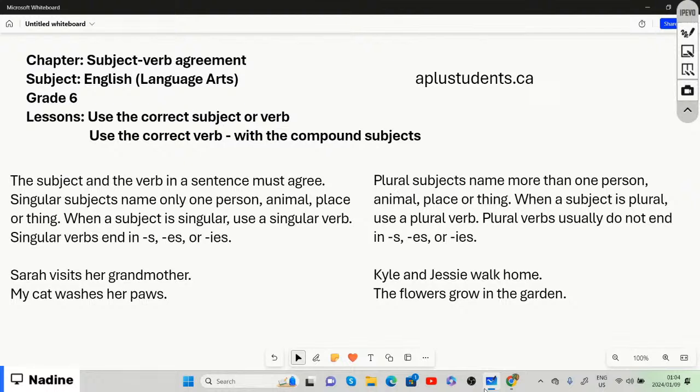Our subject is English, which is language arts, grade 6. The lessons that we are focusing on under the chapter of subject-verb agreement are to use the correct subject or verb. So we're basically going to find out what is a subject, what is a verb, and we're going to use the correct verb with compound subjects.